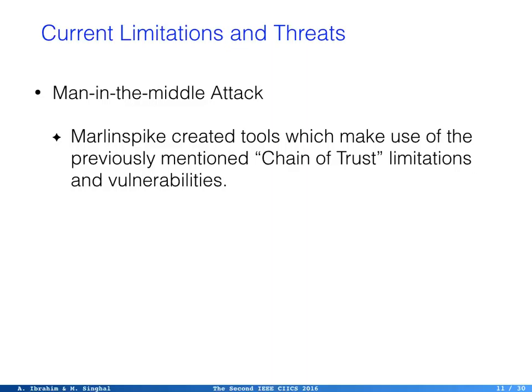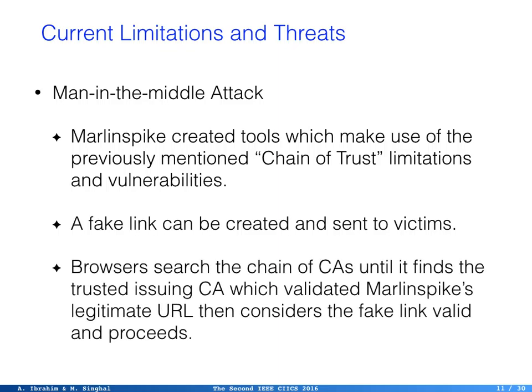Marlinspike was able to make use of the previously mentioned chain of trust limitations and vulnerabilities by obtaining a valid digital certificate for a legitimate URL that he owns. Then he issued a new digital certificate to an internal URL which he called PayPal. He then used a fake PayPal link to send it to his victims.